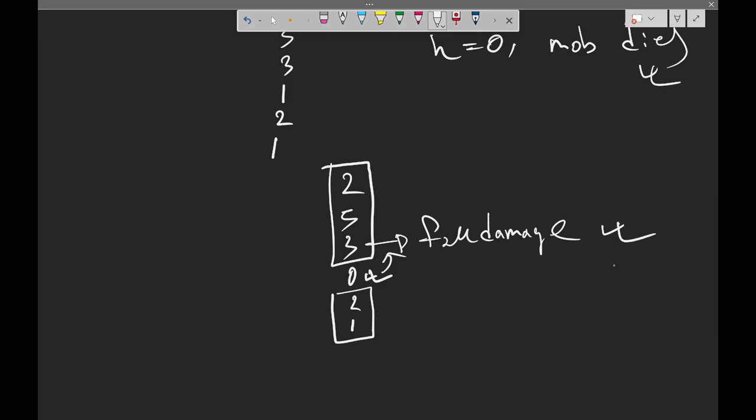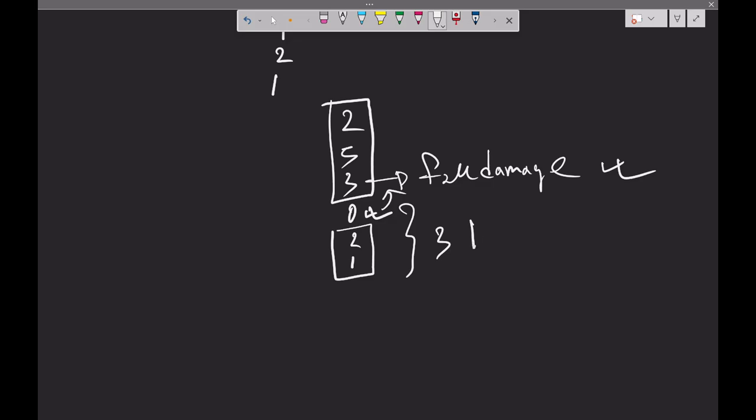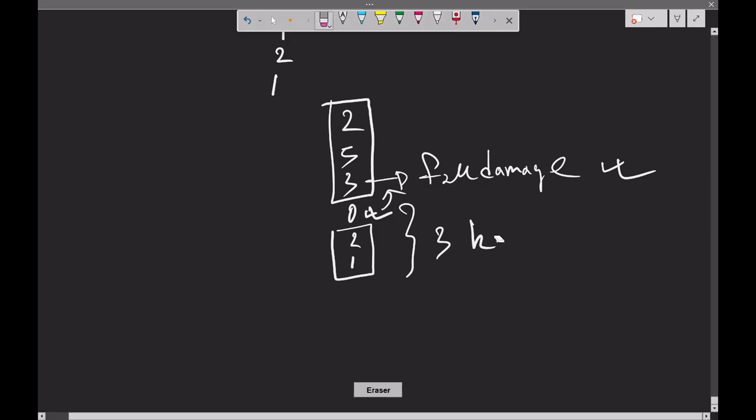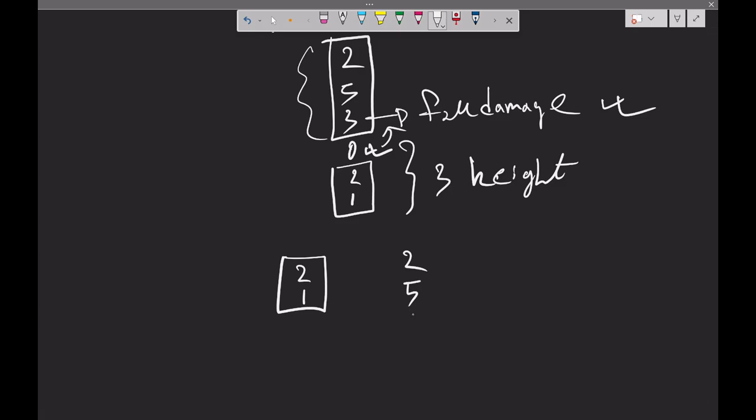And how much fall damage? When this mob dies, it receives a fall damage equal to its height, 1, 2, 3, so 3 height, which means a fall damage of 3. So what happens when this mob dies? This becomes a separate segment, and the elements on top become another separate segment, like 2, 5, and 3.